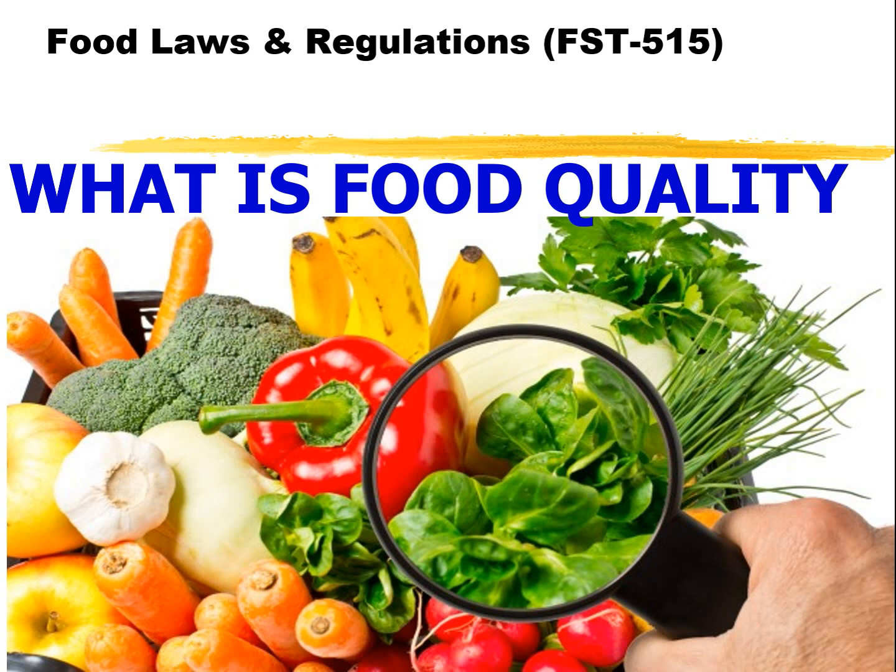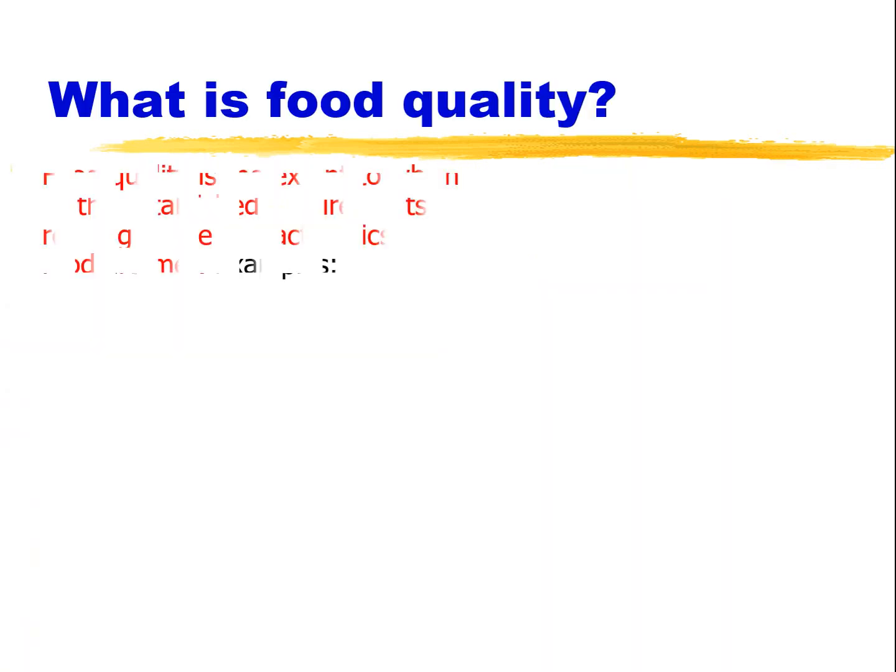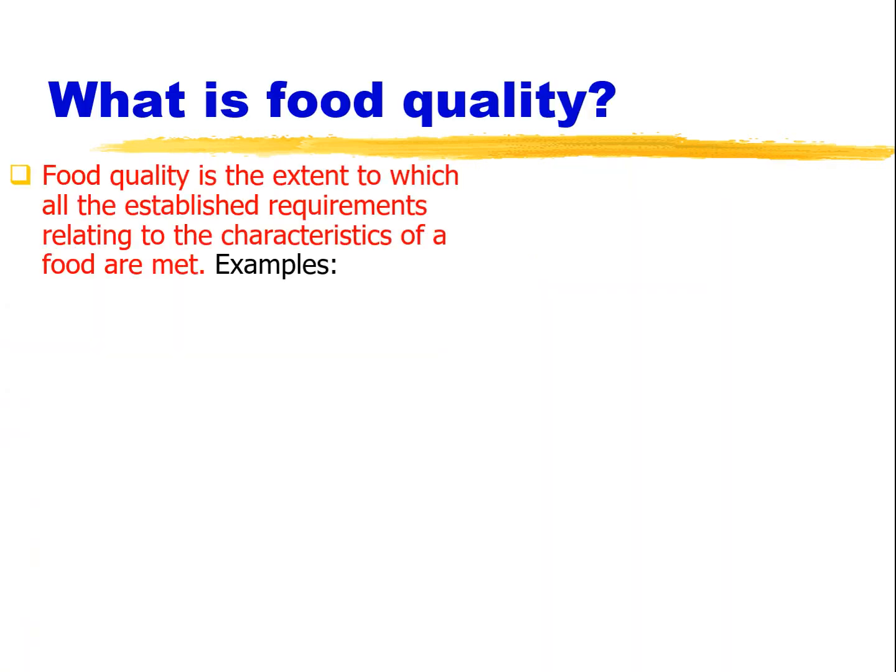Today we will be discussing food quality. So what is food quality? Food quality is basically those requirements or parameters or characteristics of food items which are required by any food to meet certain standards.